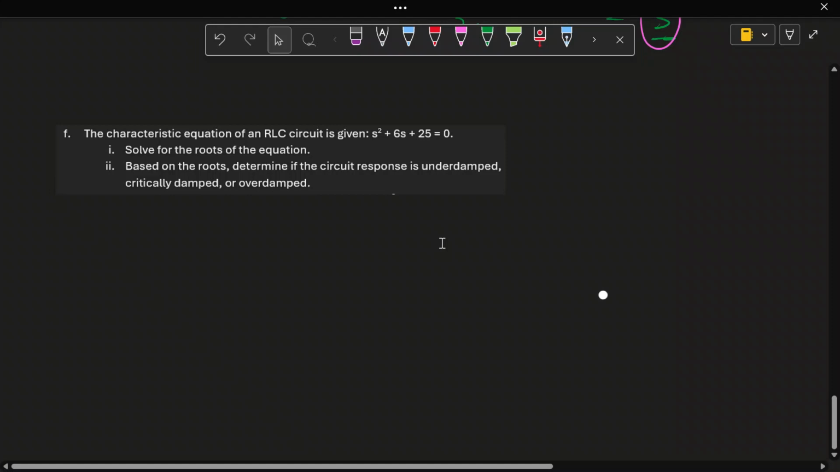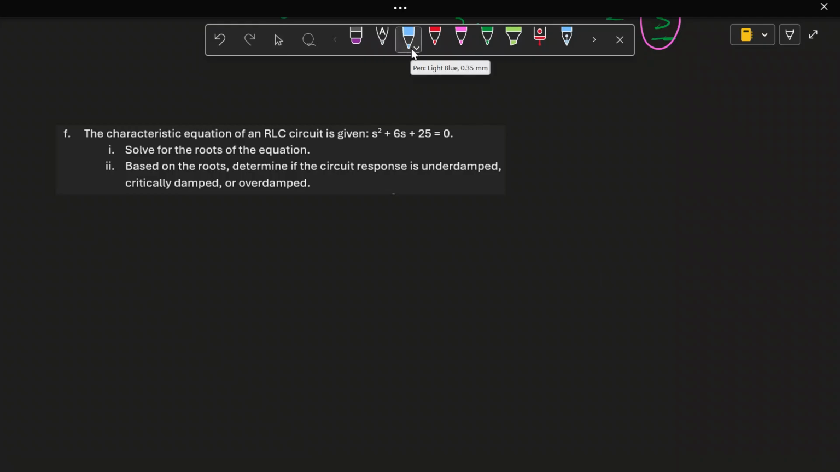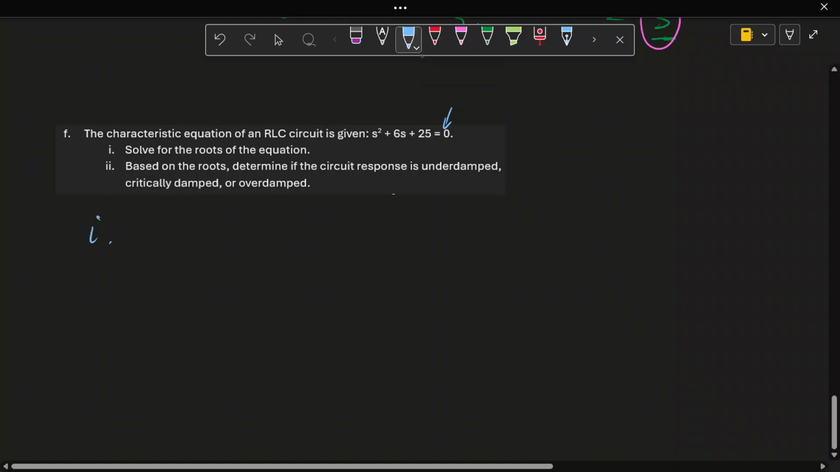This should be the last quadratic equation formula practice problem that we're going to go through in the math section. And this one's asking, again, we have an RLC circuit, so we have some sort of combination of resistor, inductor, and capacitor, and it's given by this equation, this transfer function, the characteristic equation. And it's asking, first we solve for the roots.